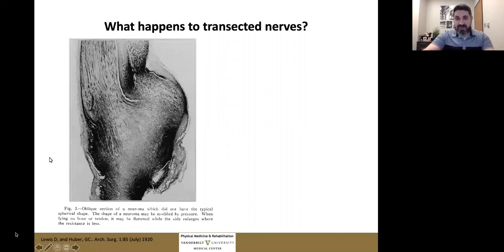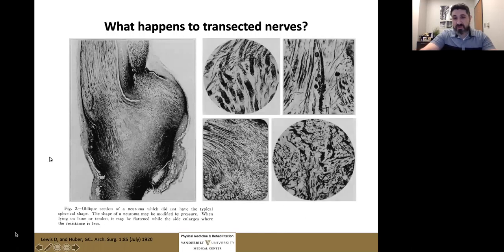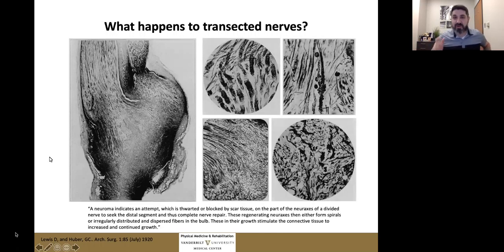is less. And effectively, if you look at these under higher magnifications, what you end up seeing is that a neuroma, again, like we said, indicates an attempt which is thwarted or blocked by scar tissue on the part of the neuraxes, the axons of the divided nerve, to seek the distal segment and complete nerve repair. These regenerating neuraxes then either form spirals or irregularly distributed and dispersed fibers in the bulb. These in their growth stimulate connective tissue to increase and continued growth.